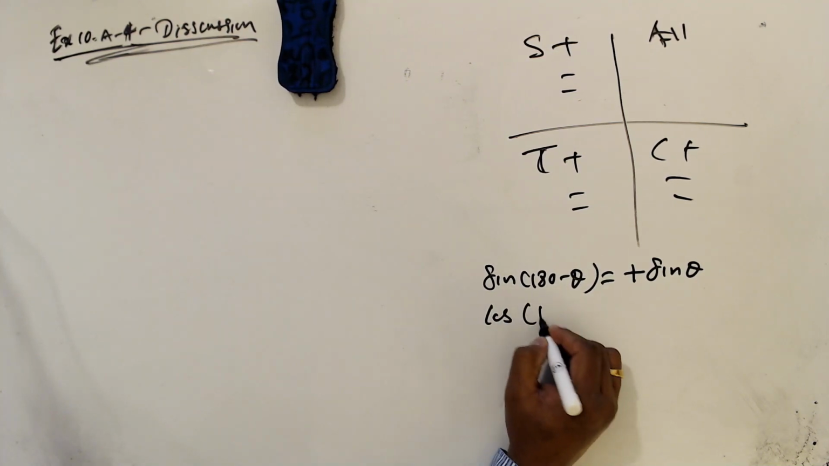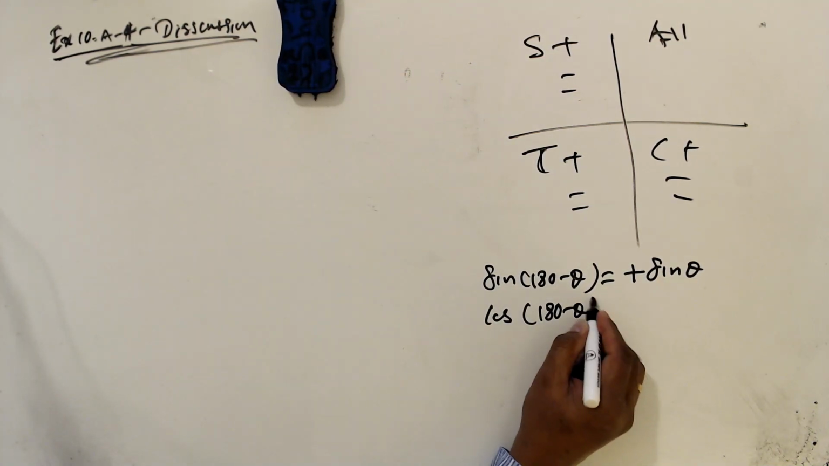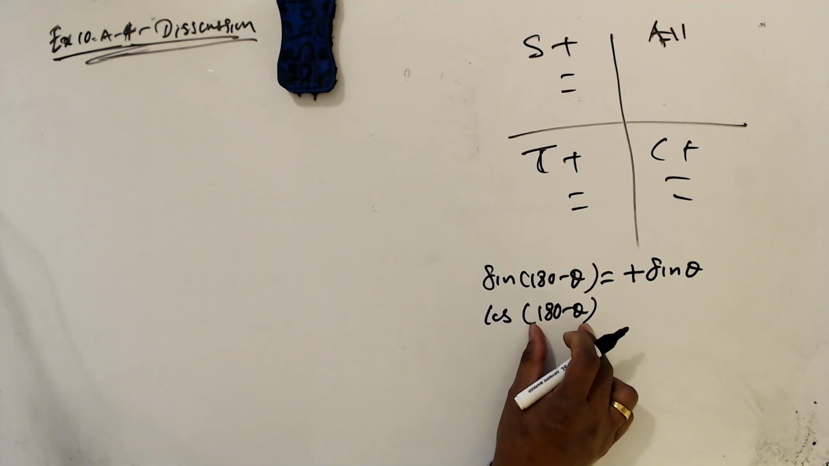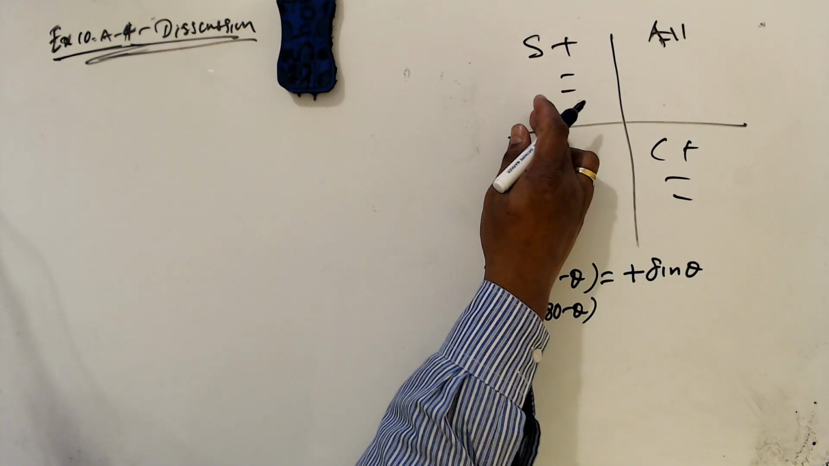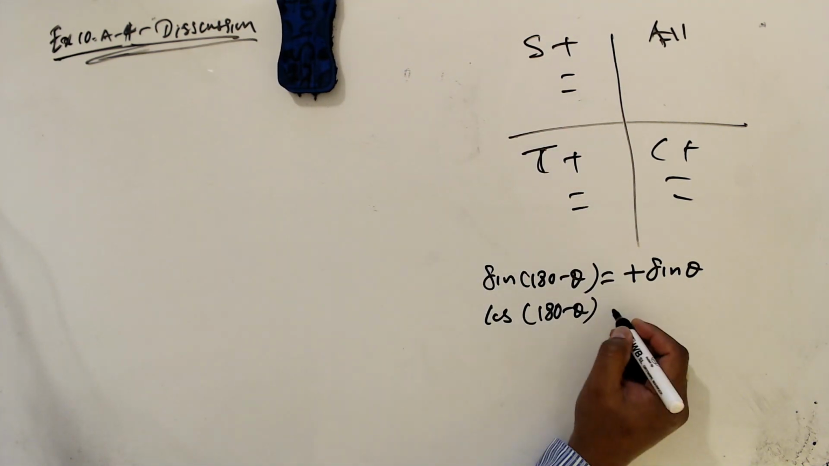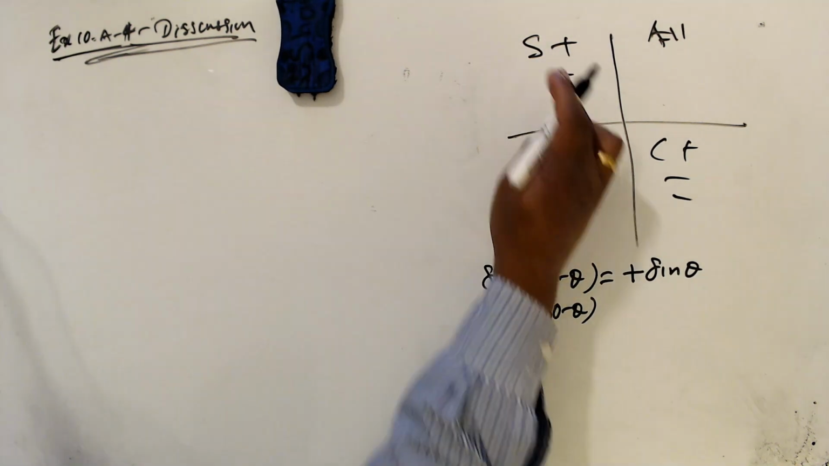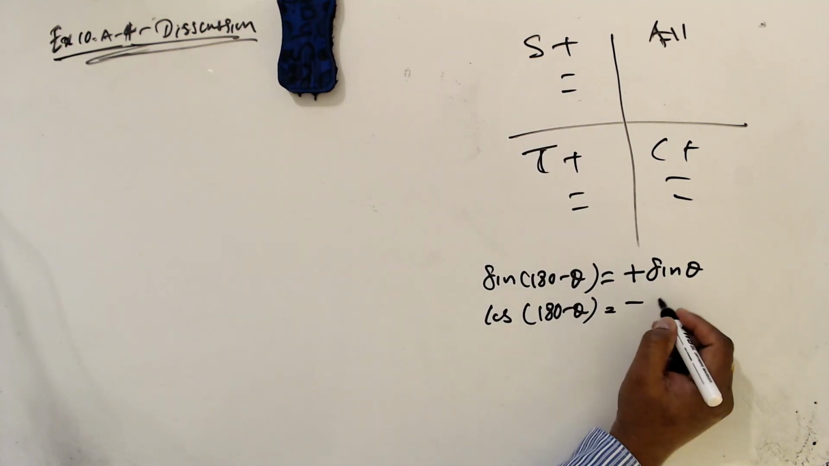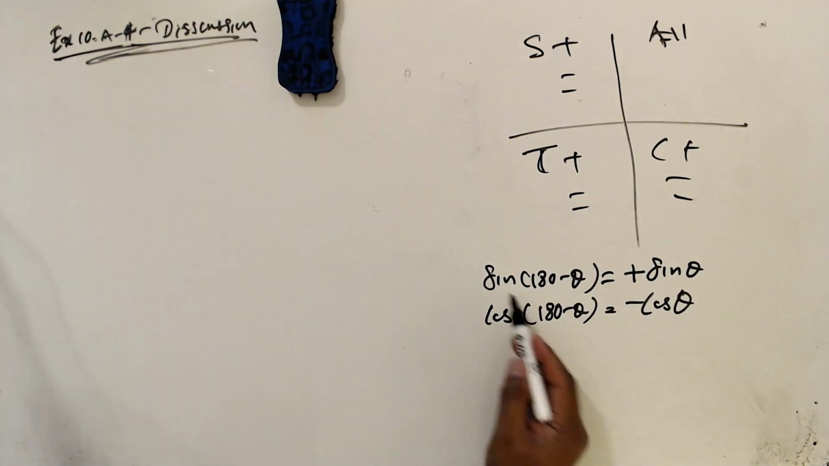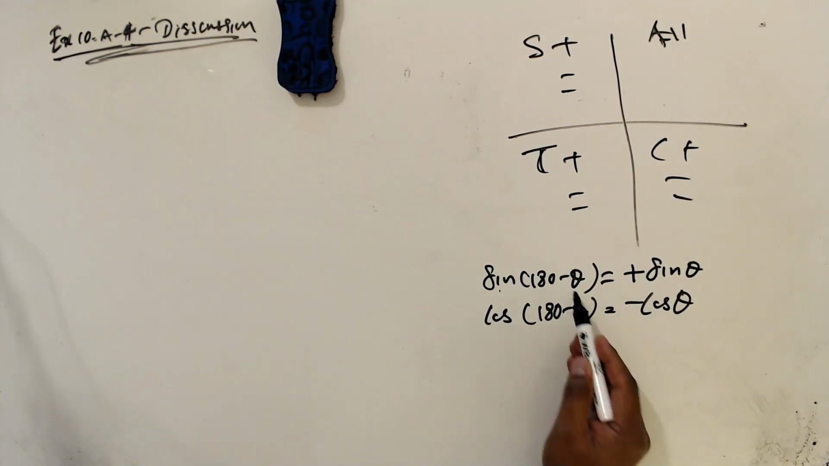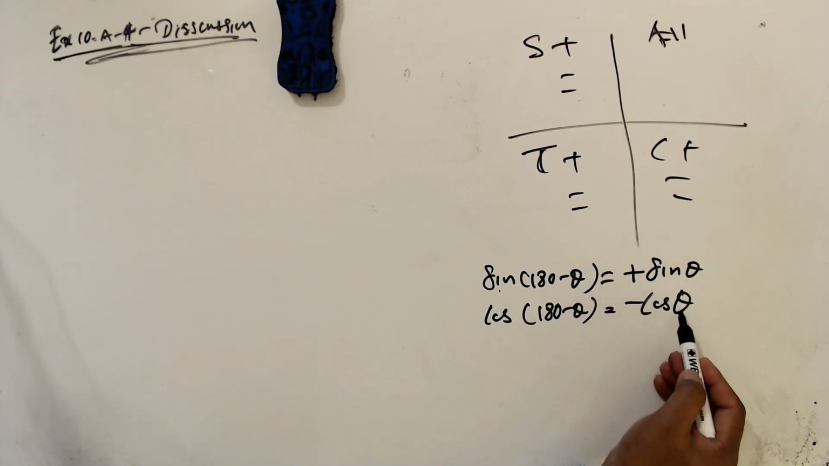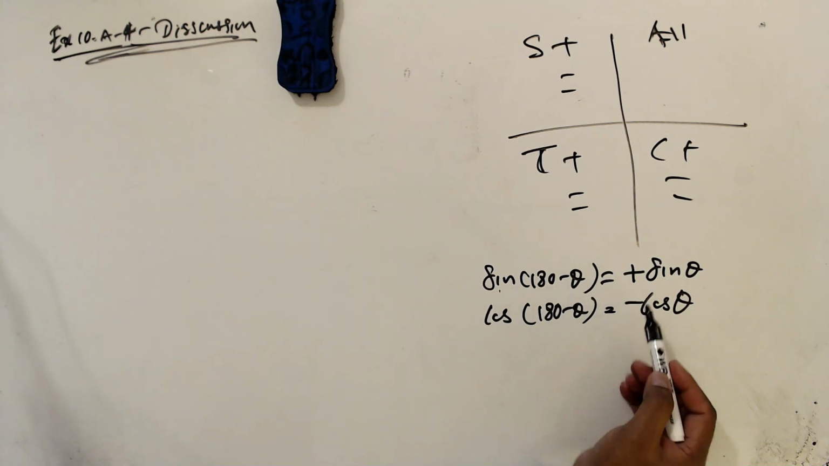Then cos 180 minus theta. You look at where the 180 minus theta is, in the second quadrant. In the second quadrant, cos value is negative, and negative cos theta. The ratio stays the same with the simple acute angle, right? The symbol you have to check.